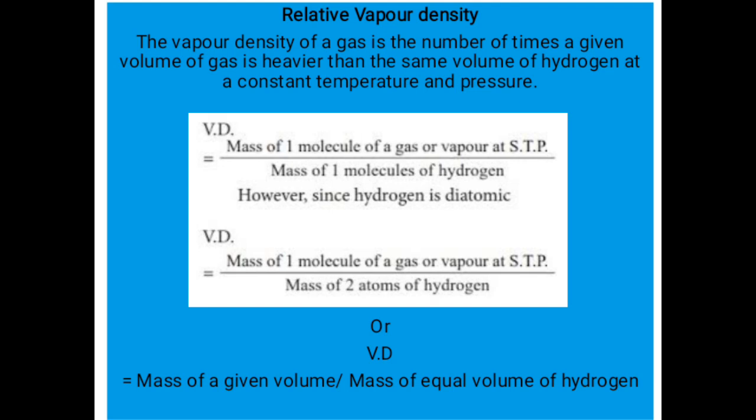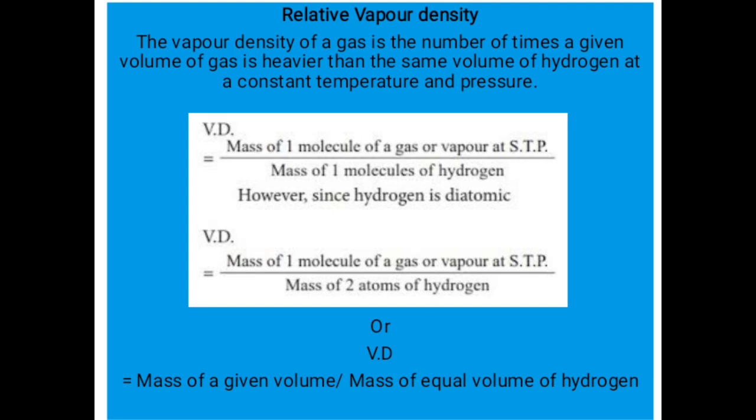The vapor density of a gas is the number of times a given volume of gas is heavier than the same volume of hydrogen at a constant temperature and pressure. That is the law of relative vapor density. I'll say it again. Make sure you're writing. The vapor density of a gas is the number of times a given volume of gas is heavier than the same volume of hydrogen at a constant temperature and pressure.